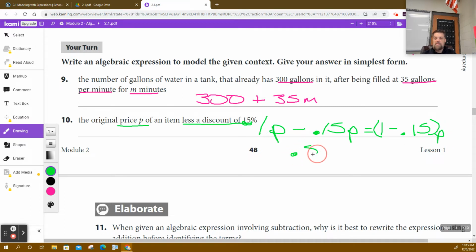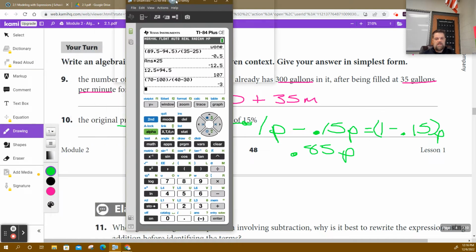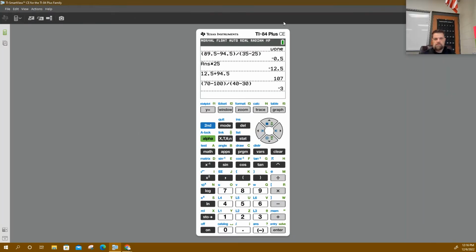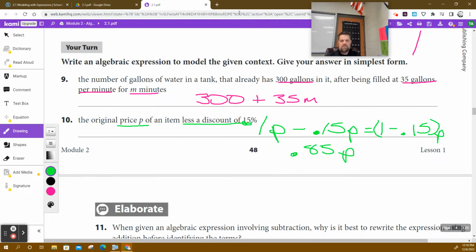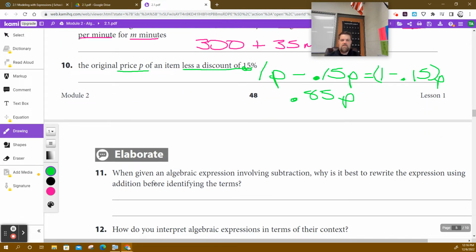or 0.85p. 1 minus 0.15. Let me double check that on the calculator. I'm pretty sure that's right. But whenever you're not sure of what the number should be, at this point, double check it on the calculator. So I'm going to say 1 minus 0.15. Yep, 0.85 it is. Okay. Any questions on that one?